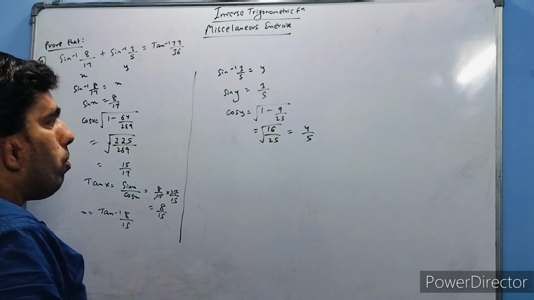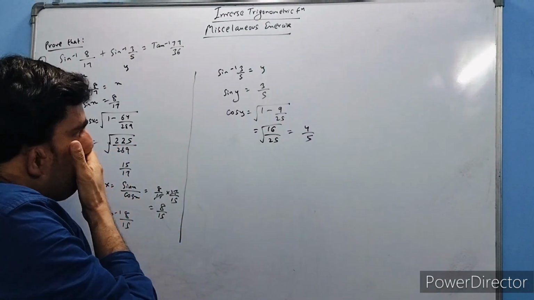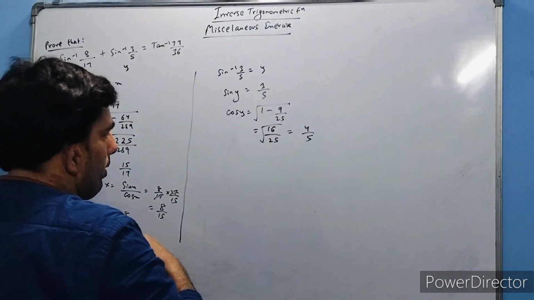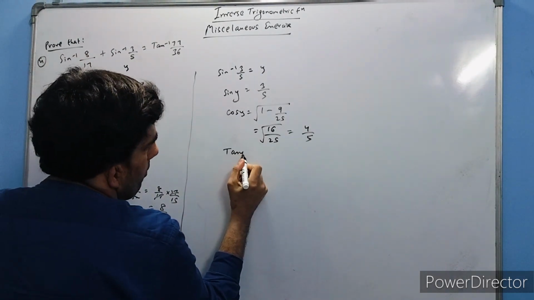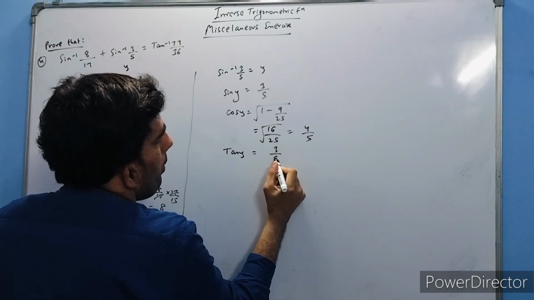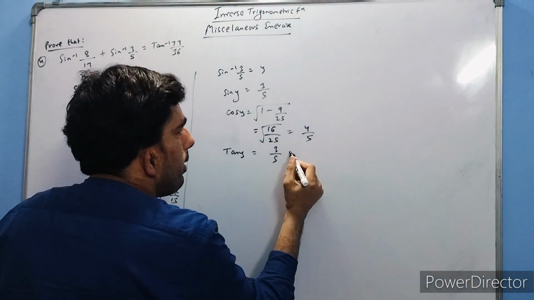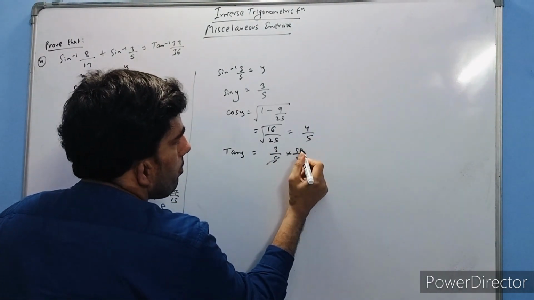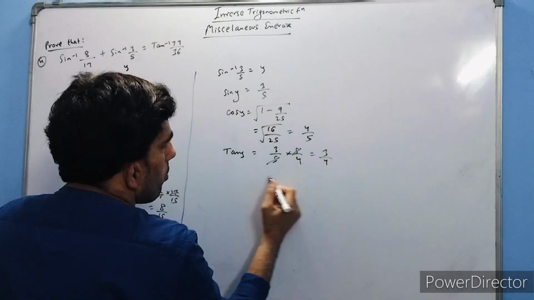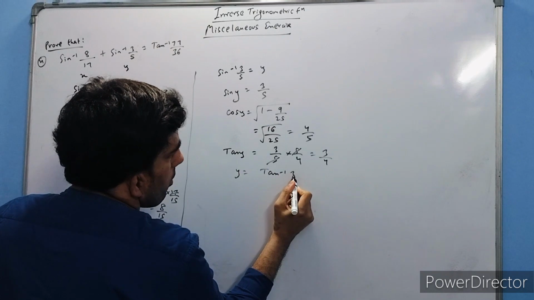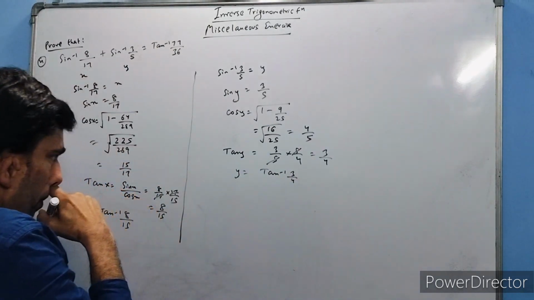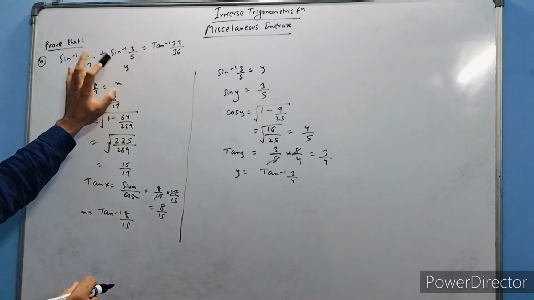Now what can we do? We have cos y, now we can find tan y. So let's try to find tan y. Tan y will be sin y upon cos y, 3 upon 5 into 5 upon 4, 3 upon 4. So we got y is equal to tan inverse 3 upon 4.